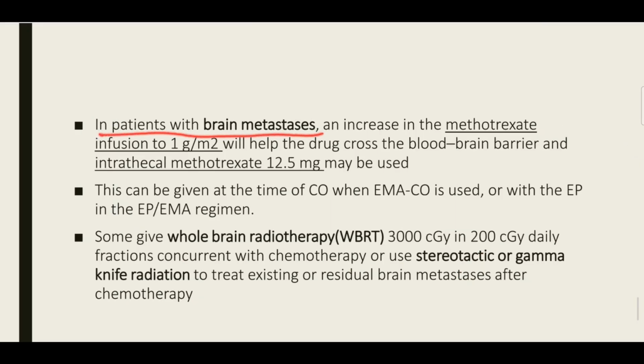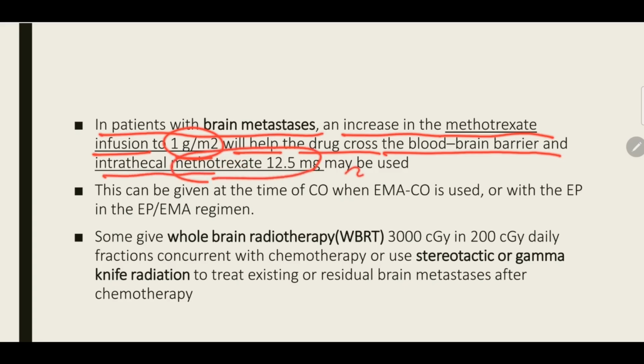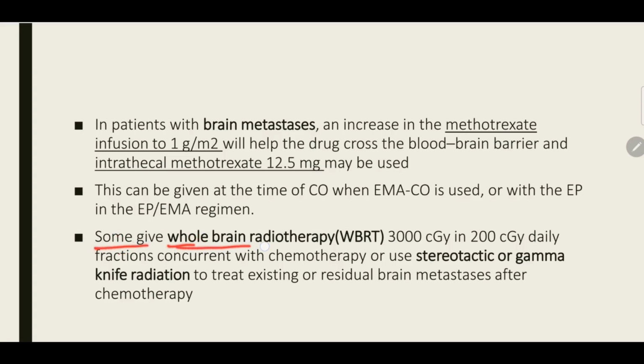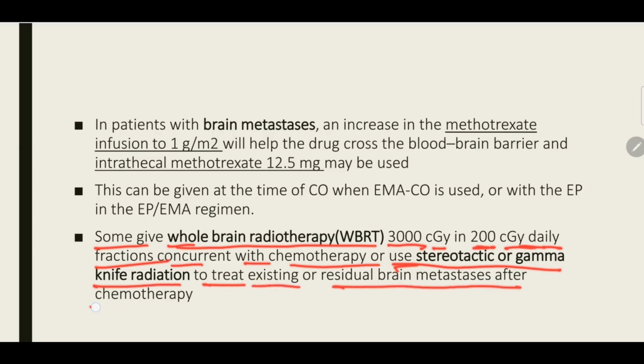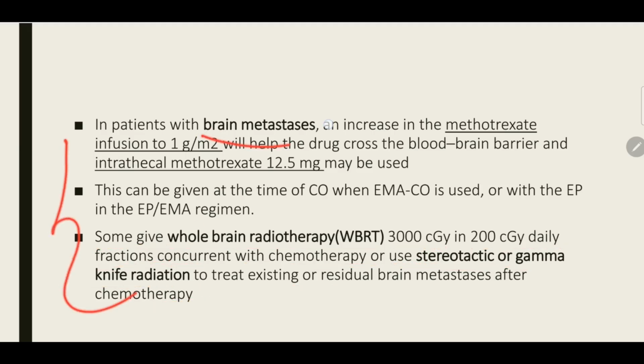In patients with brain metastasis, an increase in the methotrexate infusion to 1 gram per meter square will help the drug cross the blood-brain barrier, and intrathecal methotrexate 12.5 mg may be used. This can be given at the time of CO when EMA-CO is used, or with EP in the EP-EMA regimen. In case of a brain metastasis, some give whole brain radiotherapy 3000 centigray in 200 centigray daily sessions concurrent with chemotherapy, or use stereotactic or gamma knife radiation to treat existing or residual brain metastasis after chemotherapy. This is treatment when there is brain metastasis.